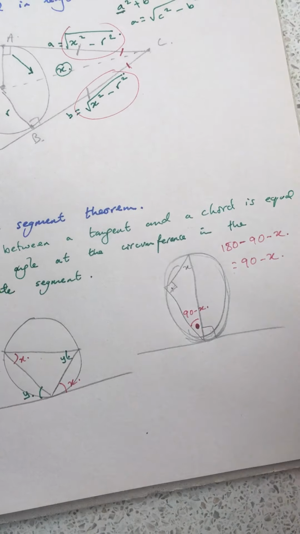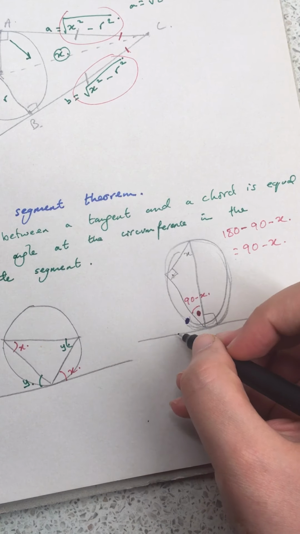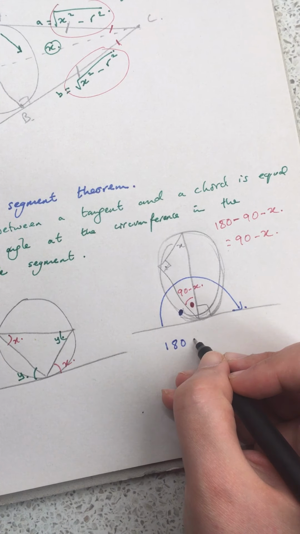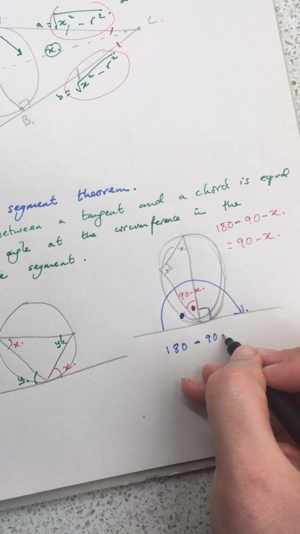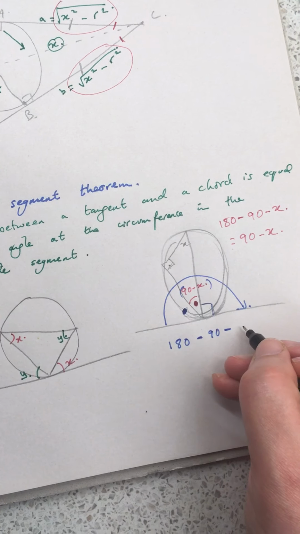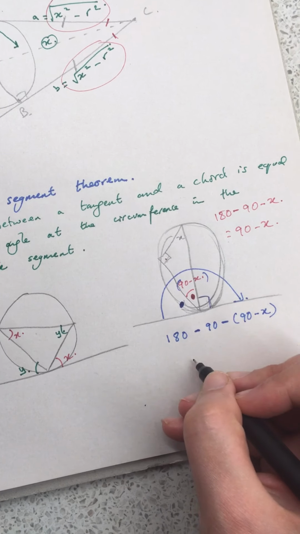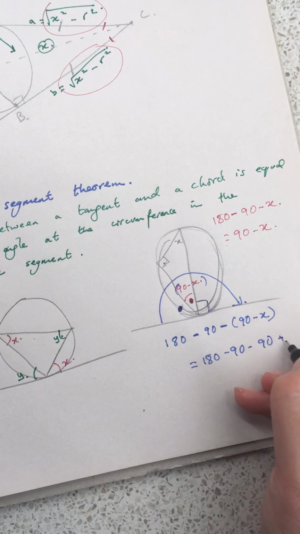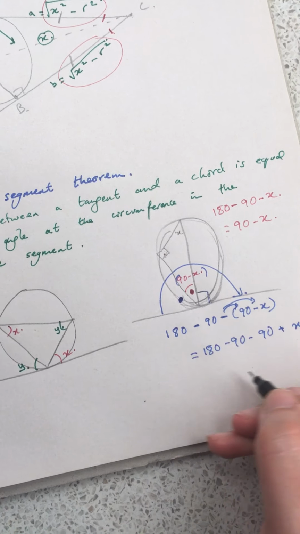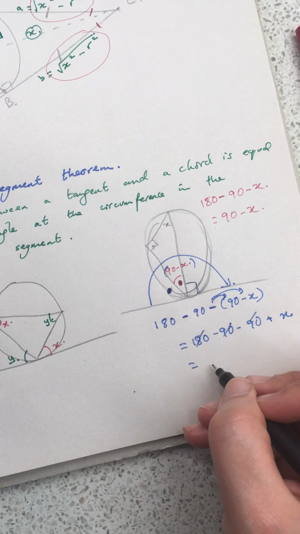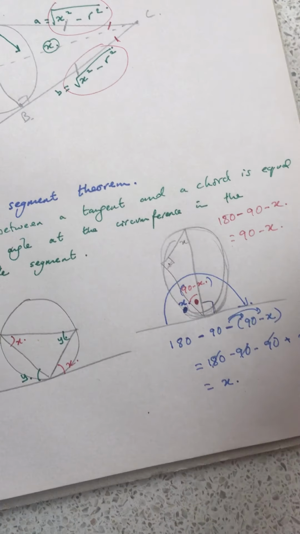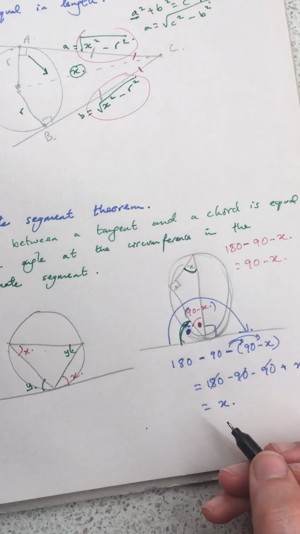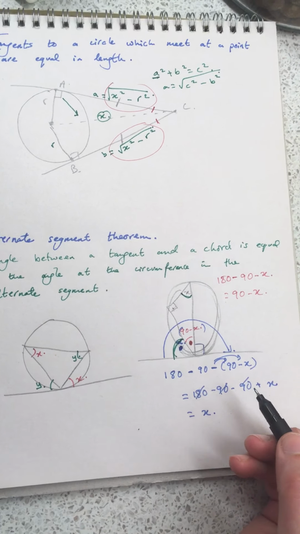Now if I wanted to find this angle over here, because this is on a straight line and a straight line adds up to 180, I could do 180, take away this 90 degrees, take away that angle there, so I'll use brackets. That would give me 180, take away 90, take away 90 minus x, so I'm just expanding this out, which is equal to x. So that angle is x. I've proved that this alternate angle is equal. So that's what the alternate segment theorem is, and that's how you prove it.